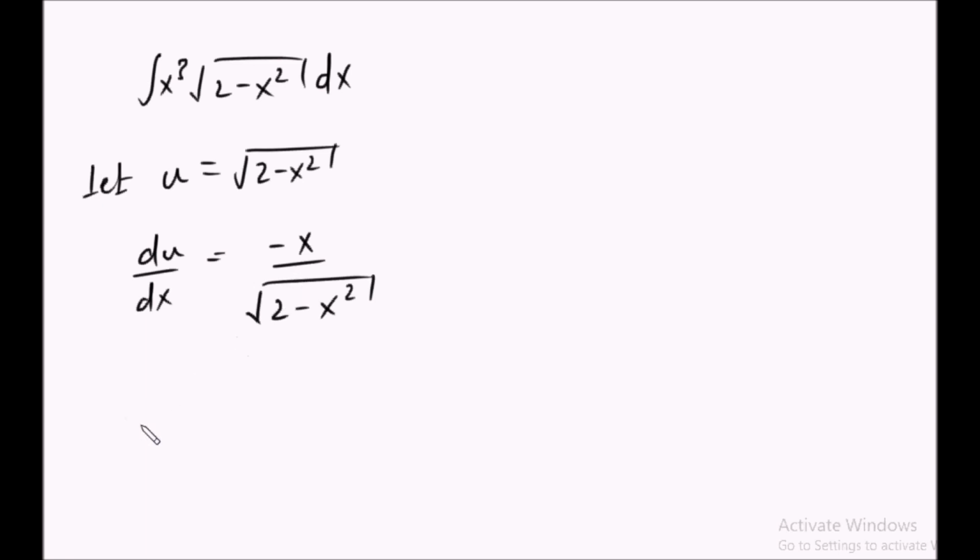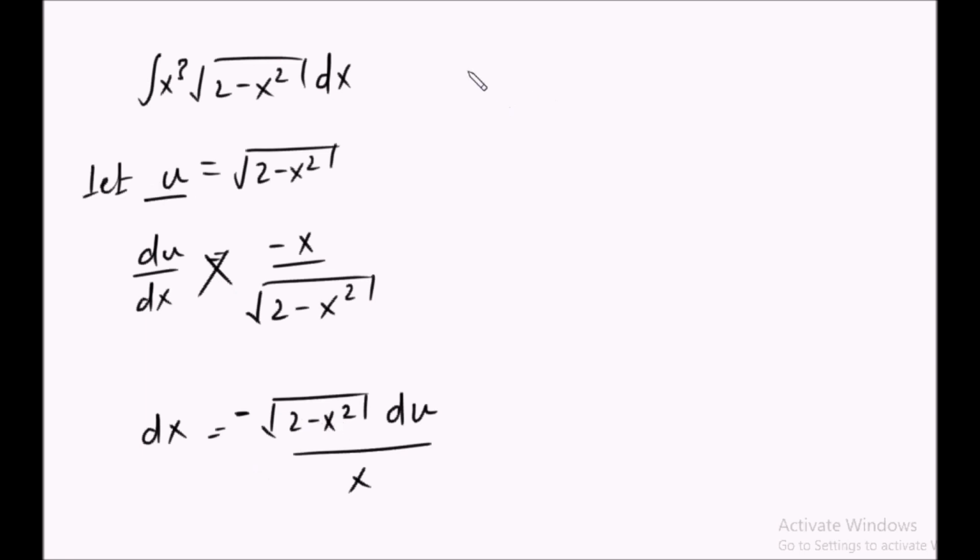So you can see here that if I make the x the subject, the x itakuwa sawasawa na the square root of 2 minus x squared times du over nani? Over x. So hapo kuna negative. Lakini the square root of 2 minus x squared tumesema ni nani? Ni u. Kwa hiyo dx kumbe, thus let me write it here, dx ni sawasawa na negative the square root of 2 minus x squared ni u du over nini? Over x.